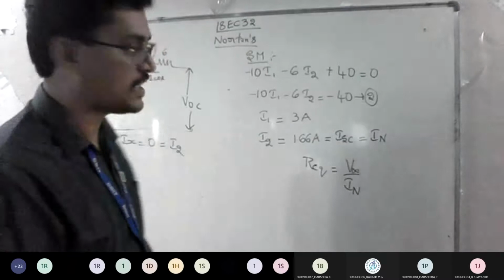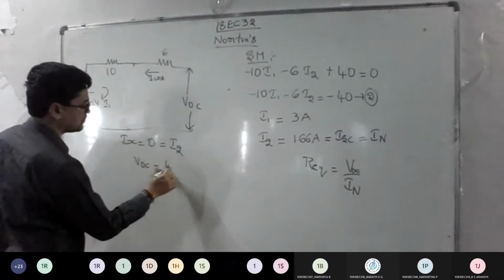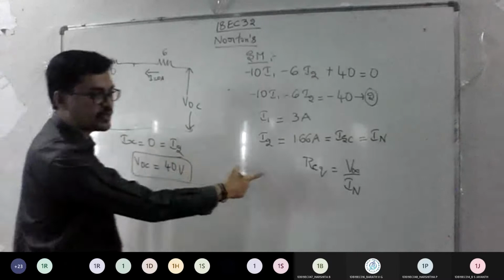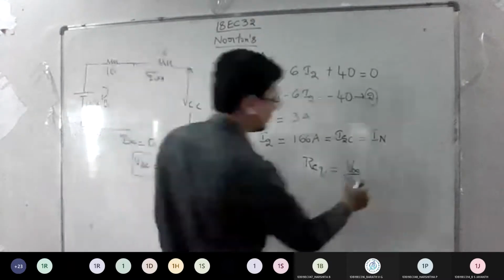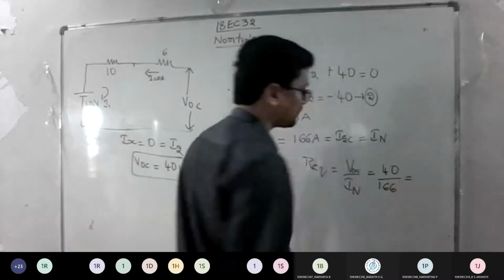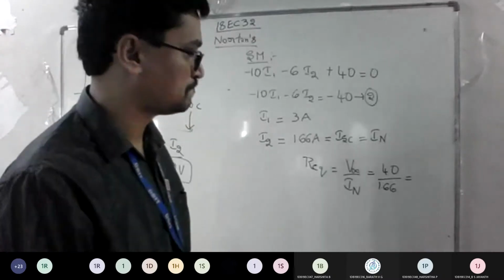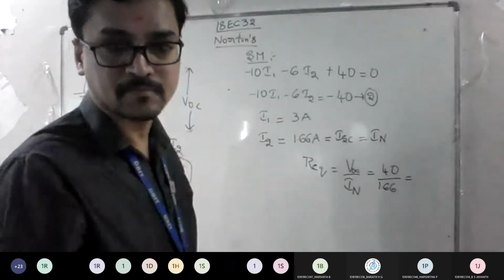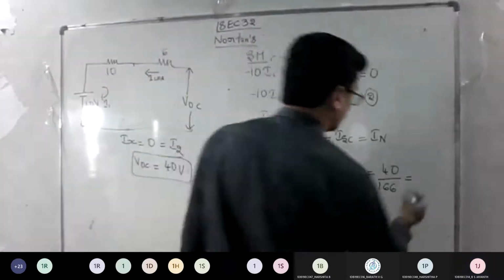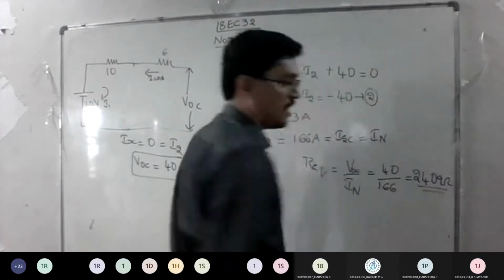Yes, sir. So directly I can write, since the current is 0, the open circuit voltage is equal to 40 volt. So what is the thing you want? You want R equivalent. The R equivalent formula is VOC by Norton current. So you got 40, Norton current you got 1.66. How much here? 40 by 1.66 is 24.096 ohms, sir. Good. So 24.09 ohm. This is your R equivalent.